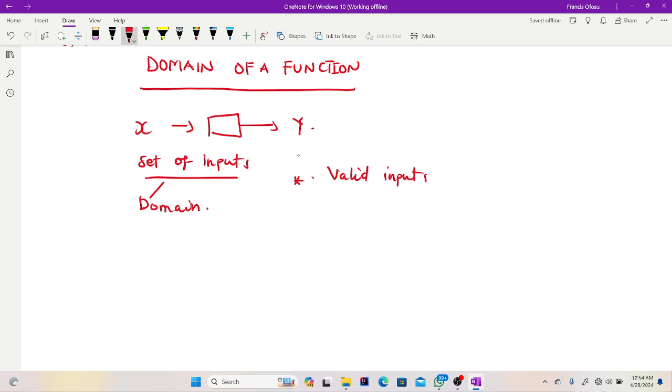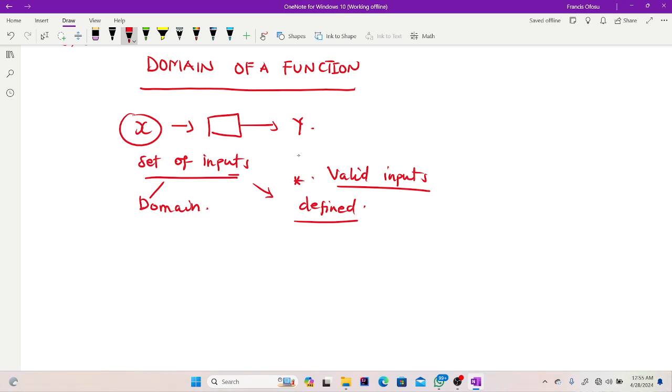What do I mean by valid inputs? When I say valid inputs, I mean any input which will make our function defined, right? So in simple terms, the domain of a function is a set of inputs that makes a function defined. This is a simple definition you have to know about domain. Knowing this, we can go ahead and solve some problems.